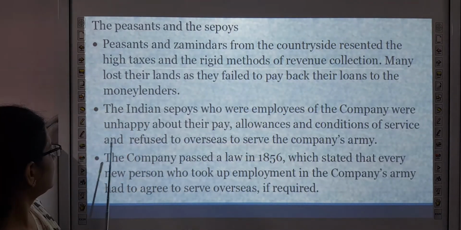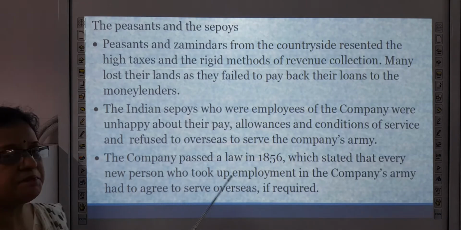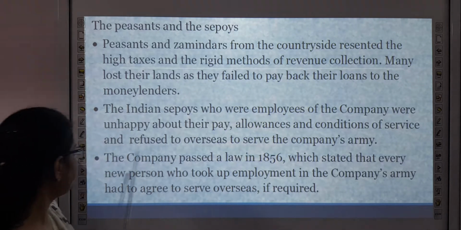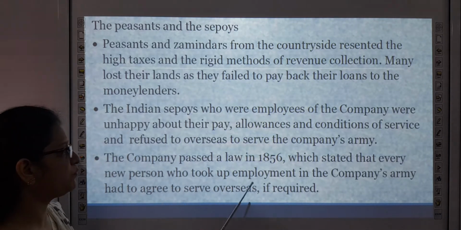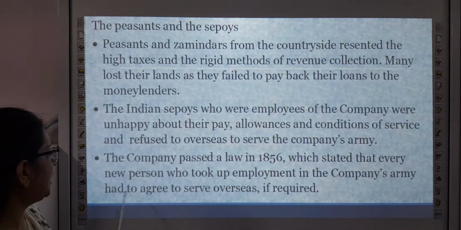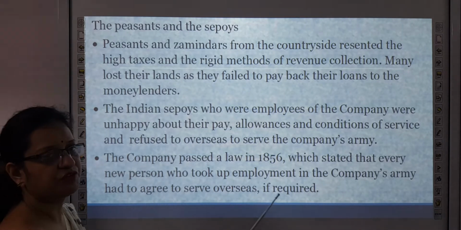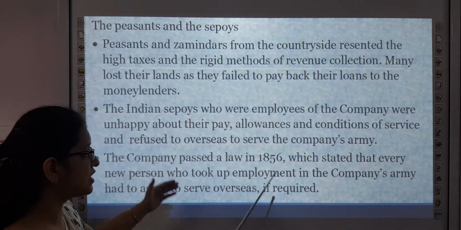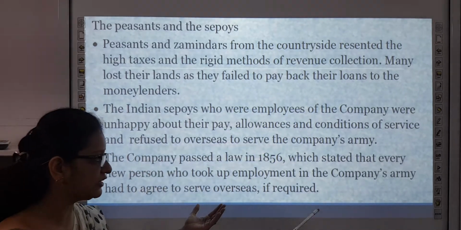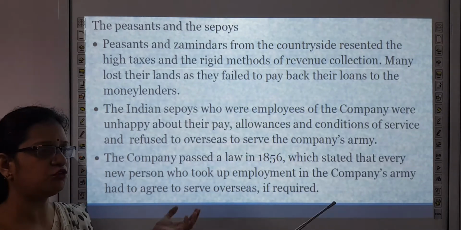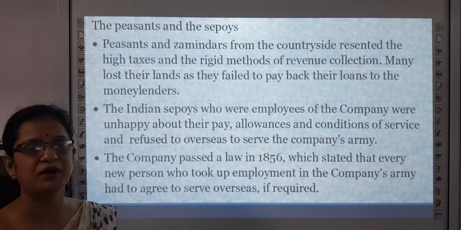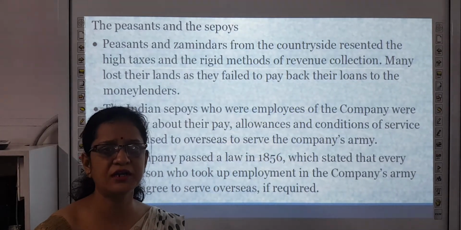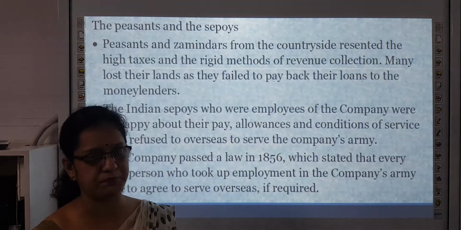The company passed a new law in 1856, which stated that every new person who took up employment in the company's army had to agree to serve overseas if required. It was a condition in the law that was passed in 1856. If they were getting employment under them, they had to obey them and do whatever was demanded by the Britishers. So all these conditions were creating a feeling of revolt among the common people.